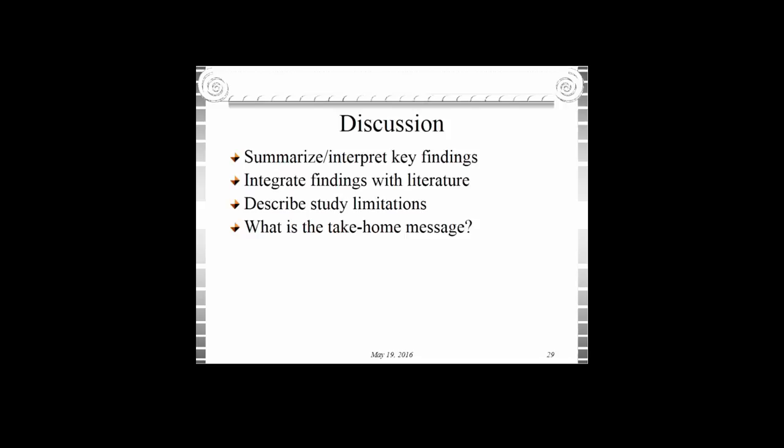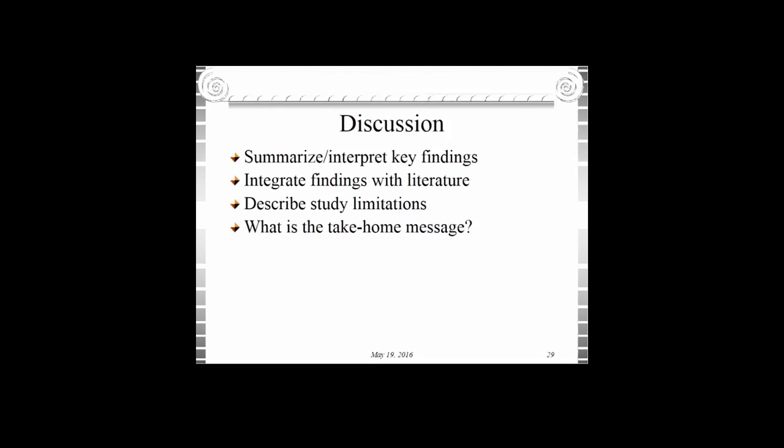Discussion. This is where you really interpret your study findings. You don't just repeat them, and you want to highlight what's the important new information in your paper. Don't overreach, but don't underreach. Express some enthusiasm for what you found and why it's important, but don't go off exaggerating too much either. It's important to describe the limitations.